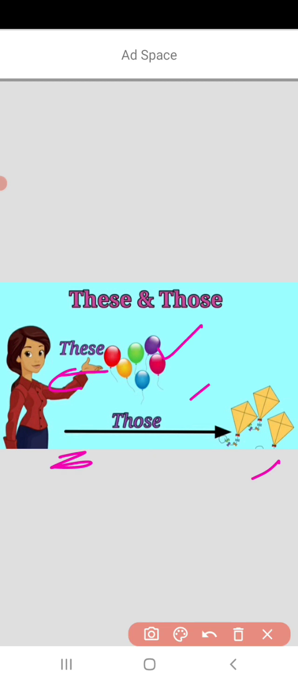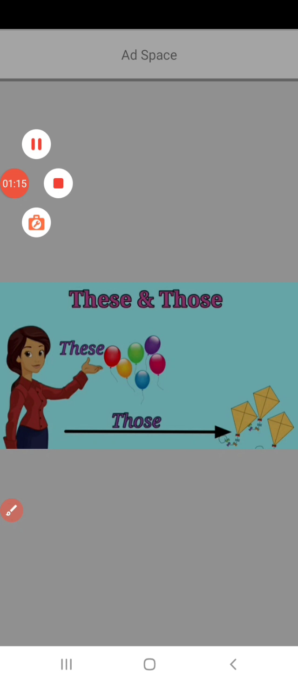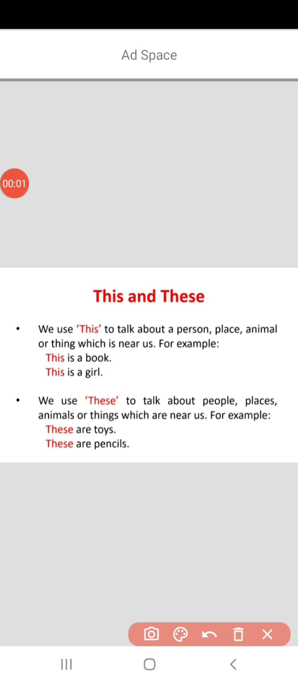Here balloons are near to me and kites are far from me. Both are more in numbers, so we will say these are balloons and those are kites. Now let us learn how to use this and these. We use this to talk about a person, place, animal or thing which is near us. For example, this is a book, this is a girl.